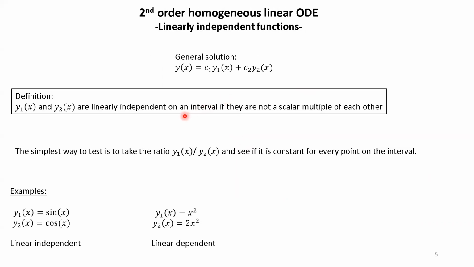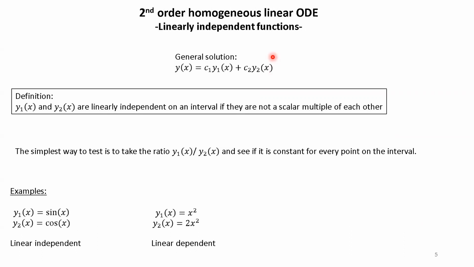Now, that's enough general discussion here. What do we understand now? We know that if I have a second order linear ODE, you'll be able to find two linearly independent solutions, and the linear combination of these two solutions will form the general solution of the differential equation.